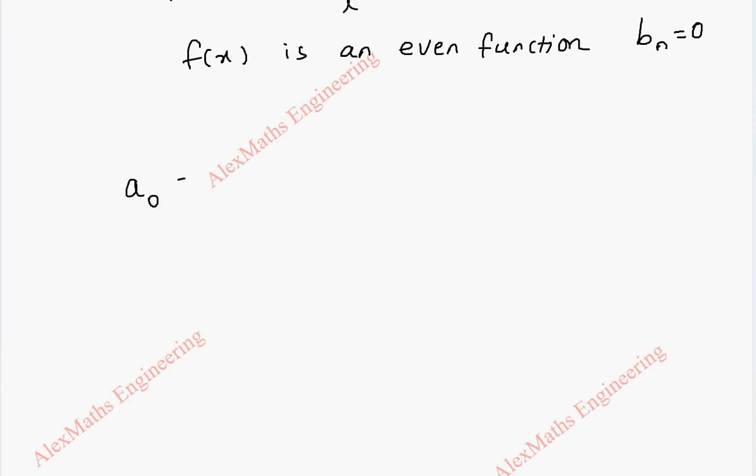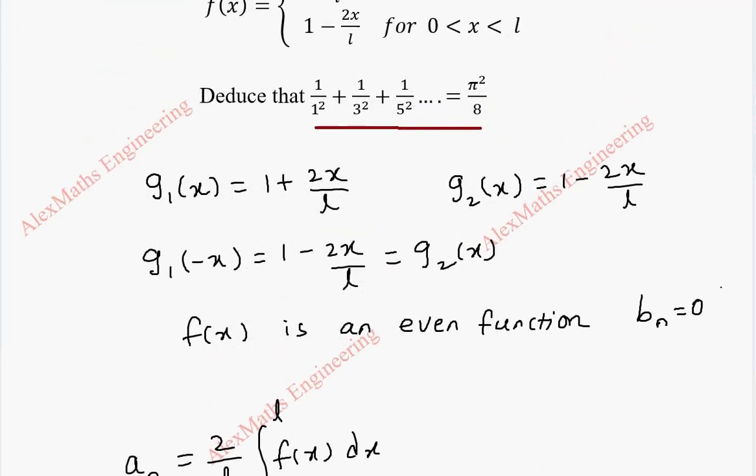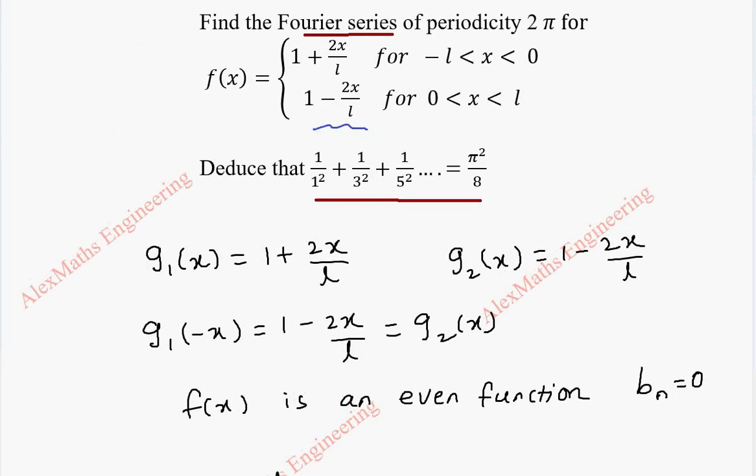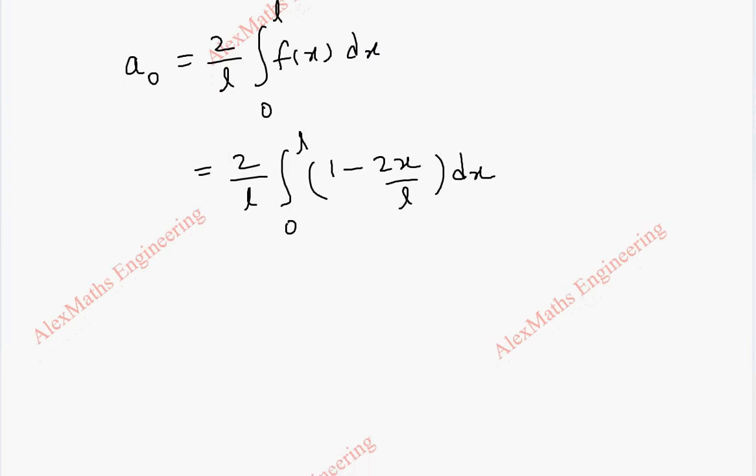So a0 by formula is 2 by L integral 0 to L f of x dx, and this is 2 by L integral 0 to L, where f of x is 1 minus 2x by L, into dx. Now this integration: the integral of 1 is x, and 2 by L is a constant, and the integral of x is x square by 2, and we have the limit from 0 to L.